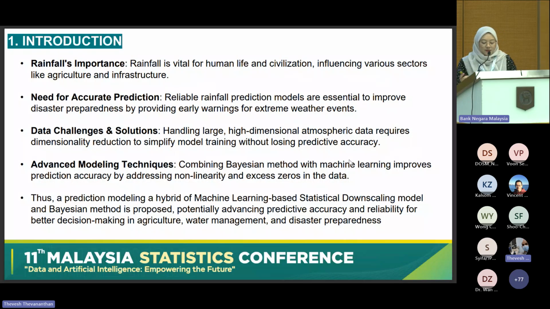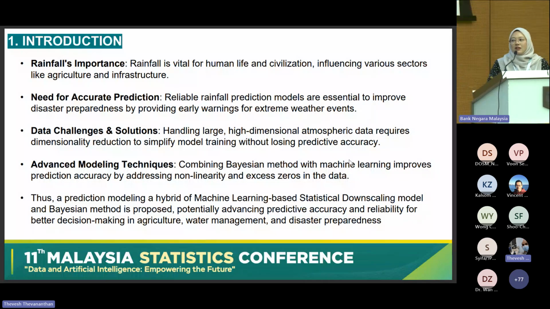As we know, rainfall is vital for human life and civilization, influencing various sectors such as agriculture and infrastructure. So reliable rainfall prediction models are essential to improve disaster preparedness by providing early warnings for extreme weather events. However, handling large high-dimensional atmospheric data requires dimensionality reduction to simplify model training without losing predictive accuracy. Combining Bayesian method with machine learning improves not just high-dimensional data, but also addresses non-linearity and excess zeros in the data. Thus, we propose a hybrid machine learning based statistical downscaling and Bayesian method, which potentially advances predictive accuracy and reliability for better decision making in agriculture, water management, and disaster preparedness.